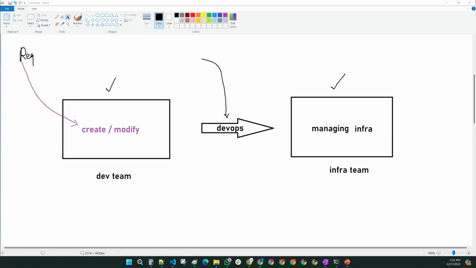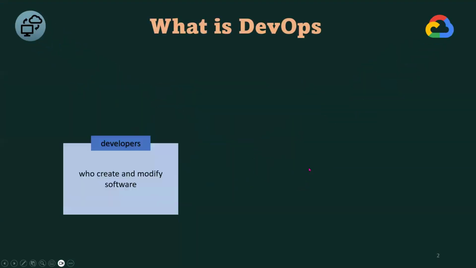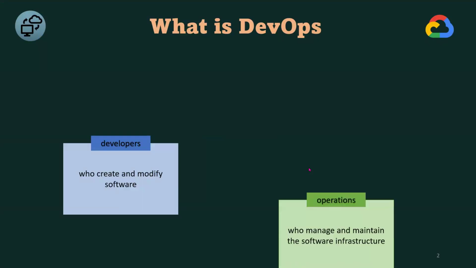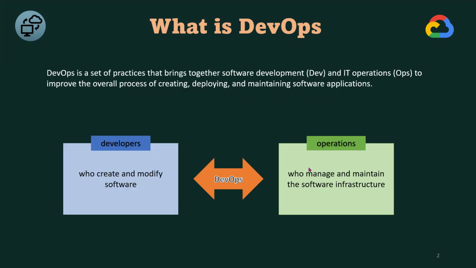I have to show you here as well, so let me show. Look here, what is DevOps? We have developers who create and modify the software. We have an operations team who manage and maintain the software infrastructure, and DevOps came into the picture to increase the collaboration between them. So DevOps is a set of practices that brings together the software development team as well as the operations team to improve the overall process of creating, deploying, and maintaining software applications faster and with improved efficiency. So this is what DevOps is, sir.